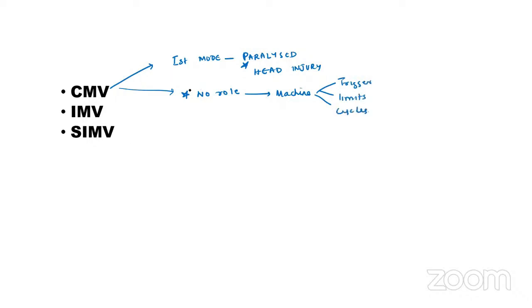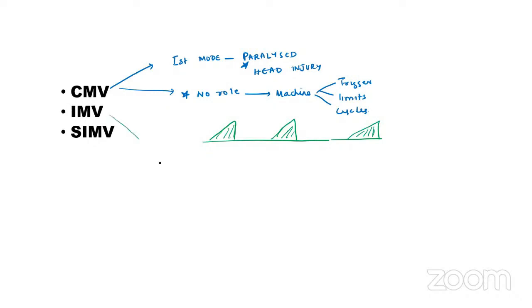Now, what is IMV or intermittent mandatory ventilation? So, if I represent control mandatory ventilation, it will be something like this. At fixed intervals, the machine keeps on giving symmetrical breaths. Now, what is IMV?